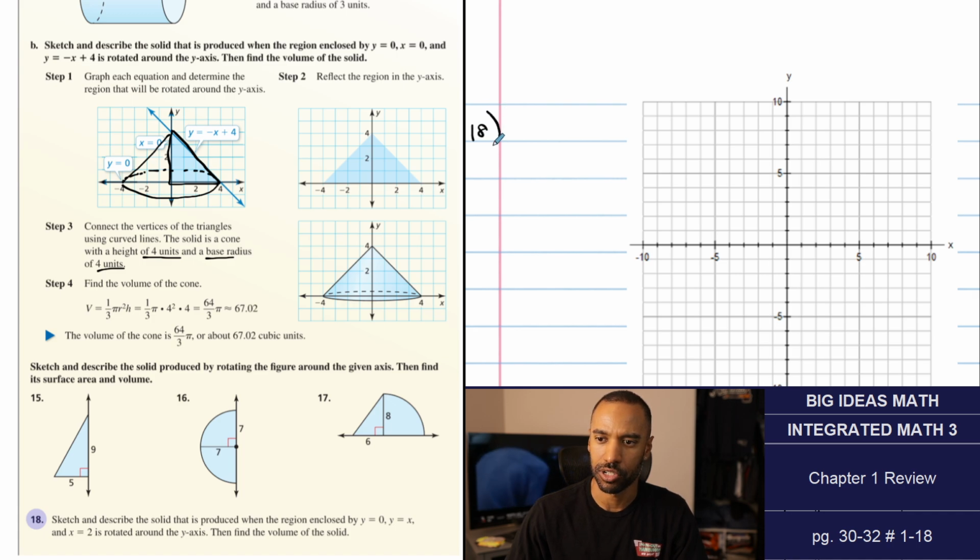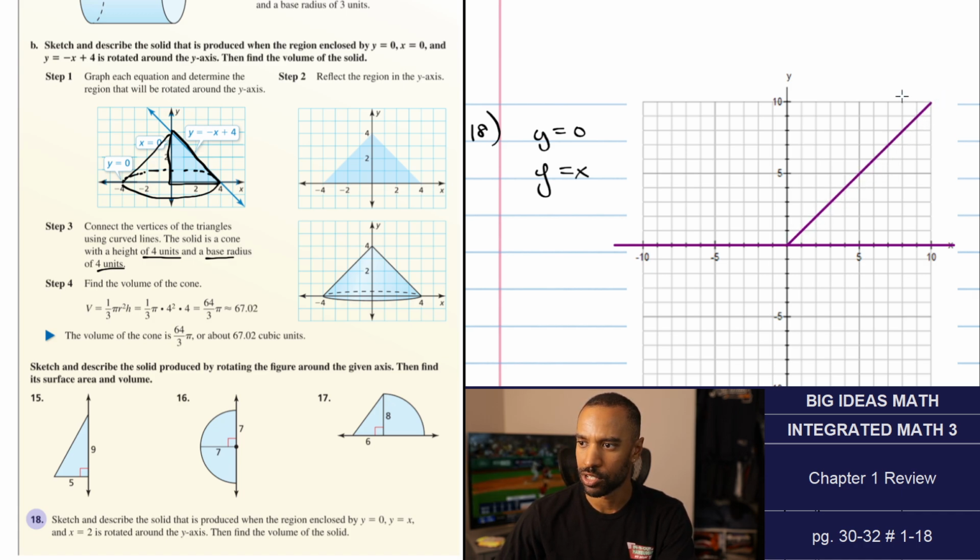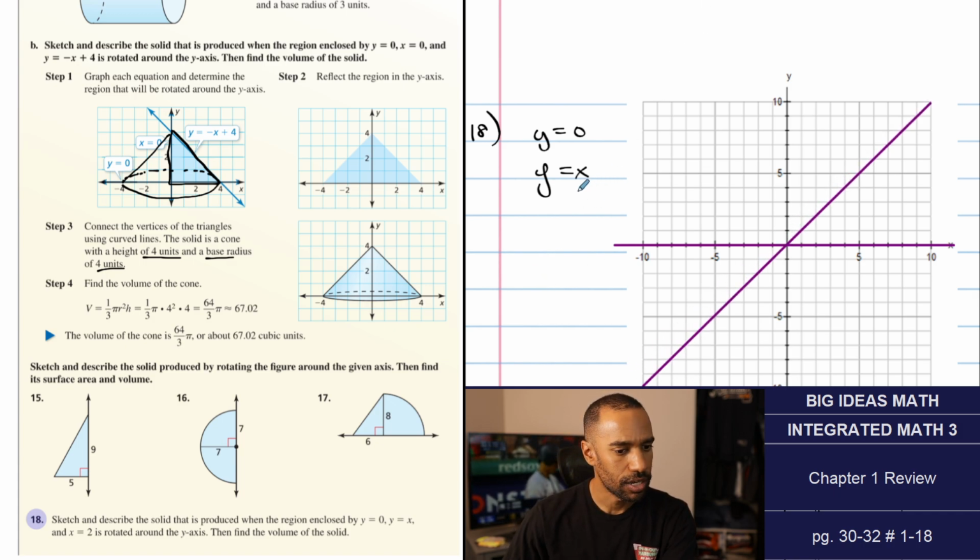Number 18, here's our system. We have y equals 0, which looks like that. Probably want arrows, but I'm going to get rid of these anyway. Y equals x has a slope of 1 and y-intercept of 0. We're looking at this thing right here, for example. I'll draw it as in full as possible. Boom. And then x equals 2.